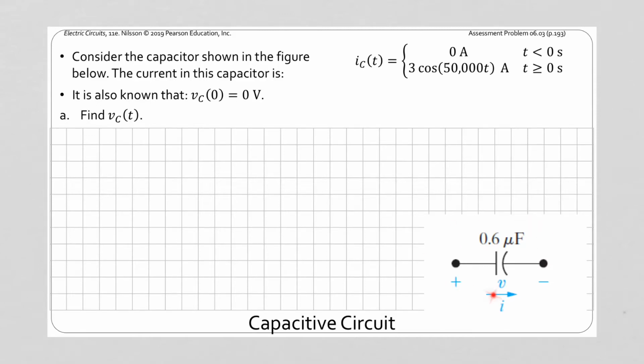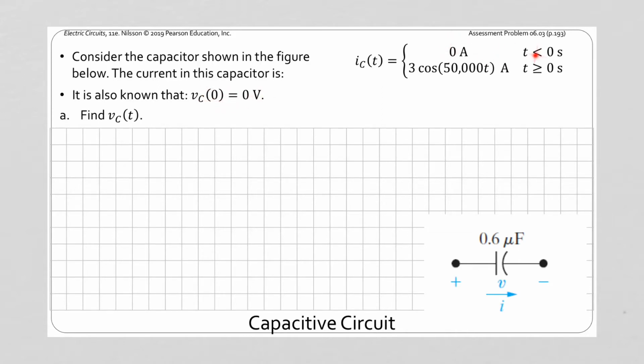Here we have a capacitor. It's a 0.6 microfarad capacitor, and we have a voltage across it and a current through it. In this case, we're being told what the current is through that capacitor, and we want to find out what the voltage is. Well, if we want to go from current to voltage, we need a starting point.